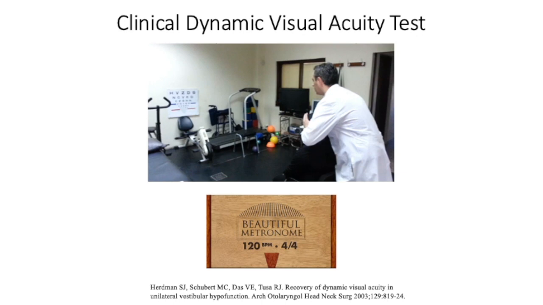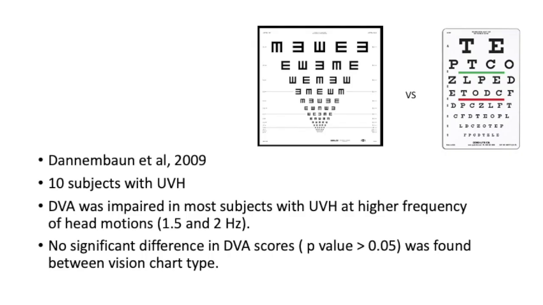Clinical DVA test is an efficient, simple, and non-invasive test that can be routinely used in the clinical setting. It's very important to maintain the same frequency and range of motion for the whole test. We use 2 Hz for the yaw plane and 1.5 Hz for the pitch plane. You can use a metronome to help. In this study, Dr. Dannenbaum in Canada found no difference between vision chart types.